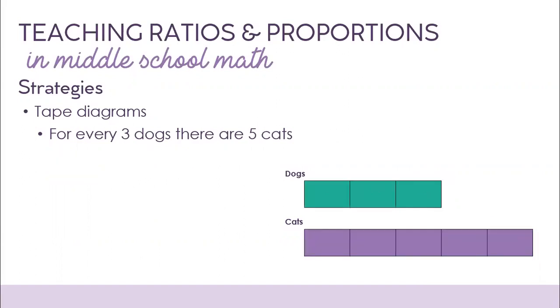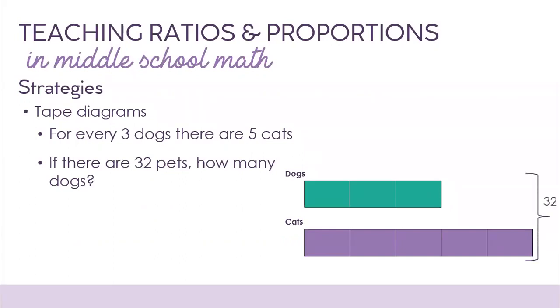We could also use the tape diagram to work with a situation where we're given the whole amount and we need to find one of the parts. Like if there are 32 pets, how many dogs are there? And so here we've got 32 pets total, that's our whole. And we now have 8 blocks in our whole to make up the 32. And so each block now becomes worth 4 because 32 divided by 8 is 4. And we can see that we have 12 dogs, and that would give us 20 cats.